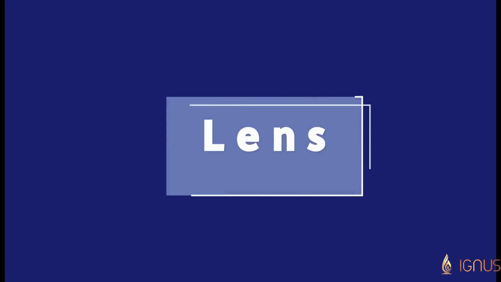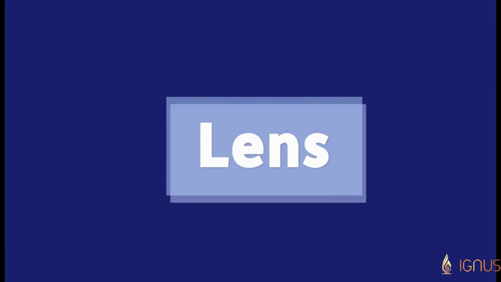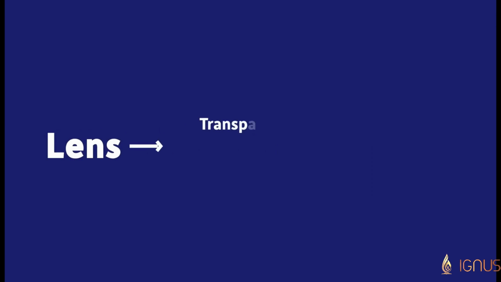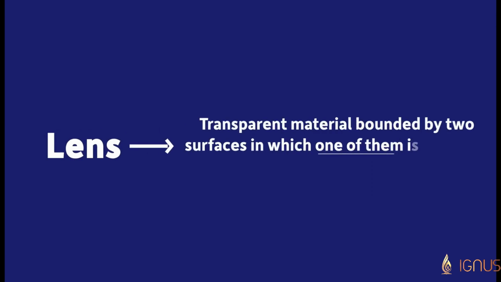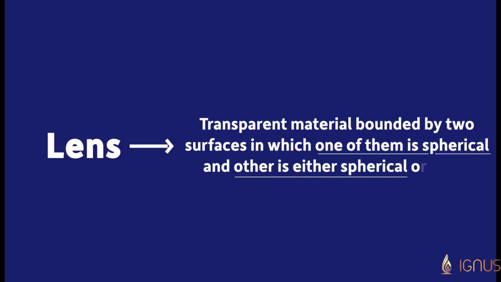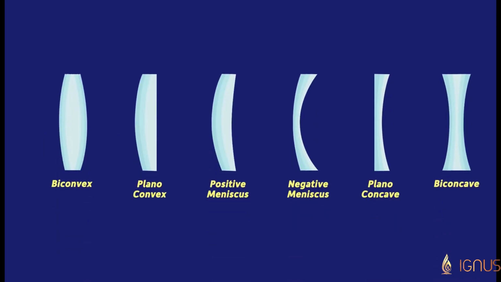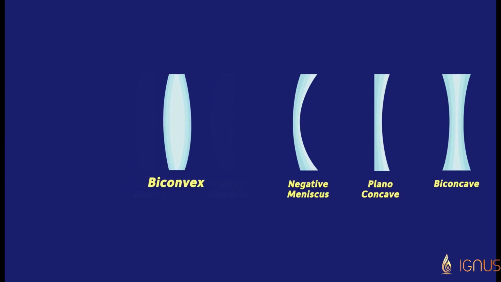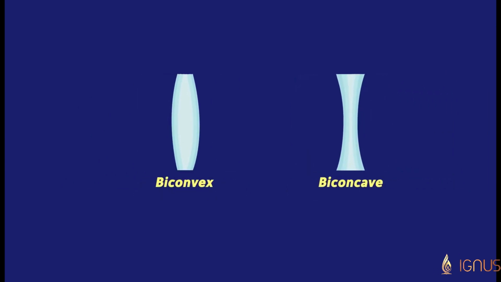A lens is nothing but a transparent material bounded by two surfaces. One of these surfaces is spherical and the other one can be either spherical or plane. Although there are different types of lenses, we only study two types, which are called biconvex and biconcave lenses. Each of these has two spherical surfaces. Hence, the name bi is used.